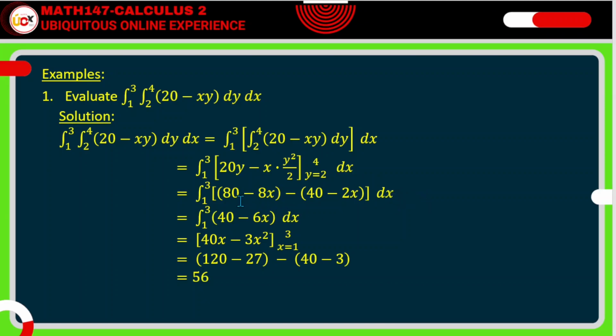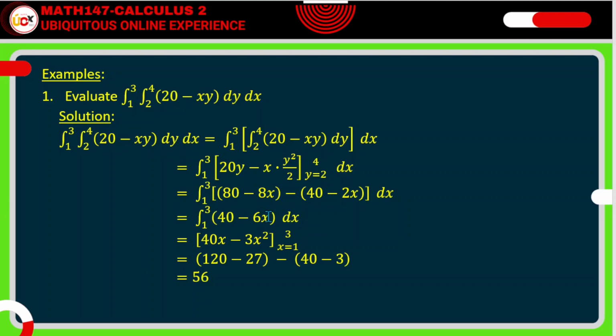And then simplifying further, you subtract 80 by 40. So 80 minus 40, you get 40. And negative 8x minus minus. So negative negative, this becomes positive 2x. And negative 8x plus 2x, you get negative 6x times dx, where x here is from 1 to 3.